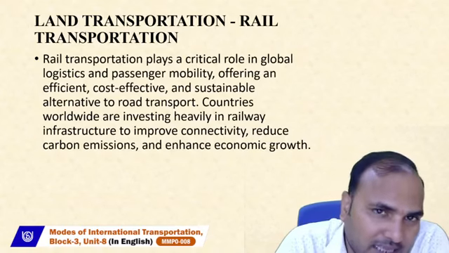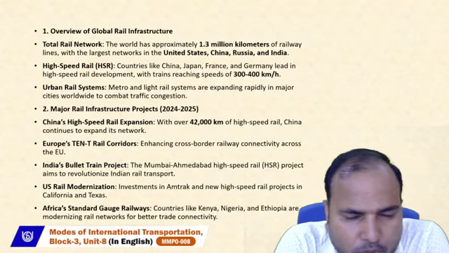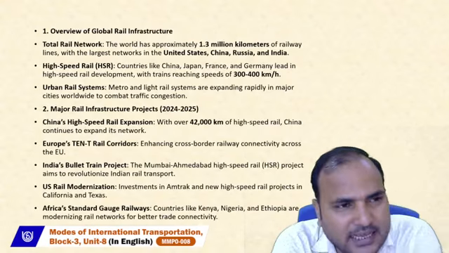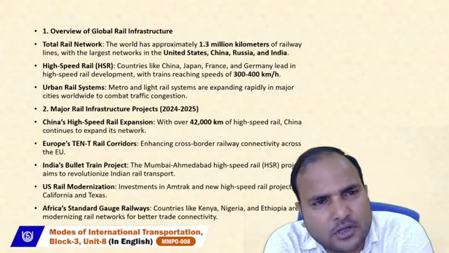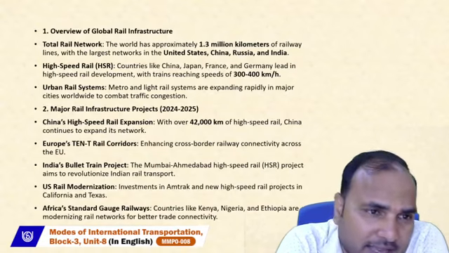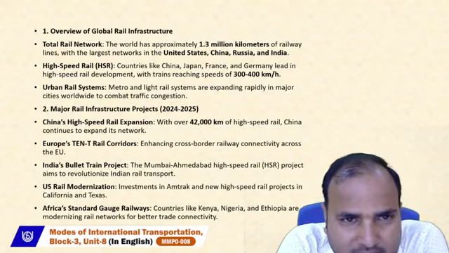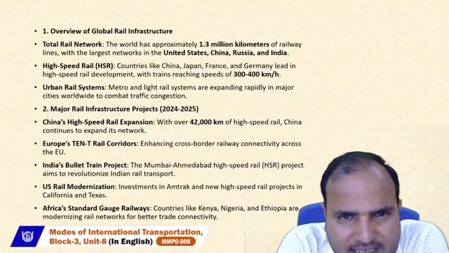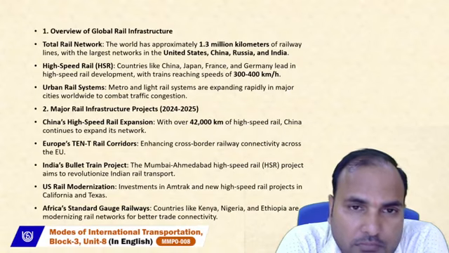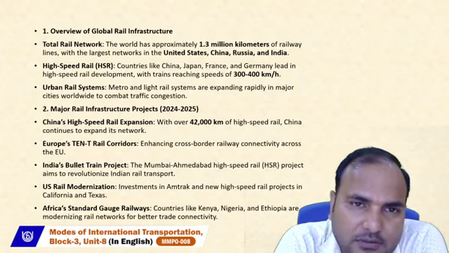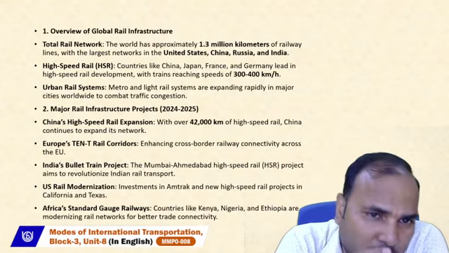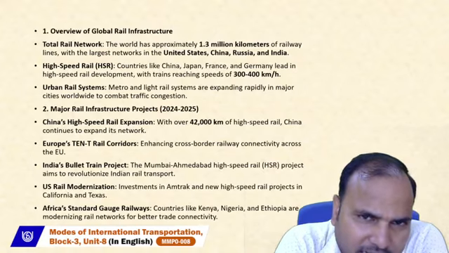So how does this rail transportation work? Now let us have a look at the overview of the global rail infrastructure. If you look at the total rail network, the world has approximately 1.3 million kilometers of railway lines, with the largest networks especially in the United States, China, Russia and India. Imagine, 1.3 million kilometers.